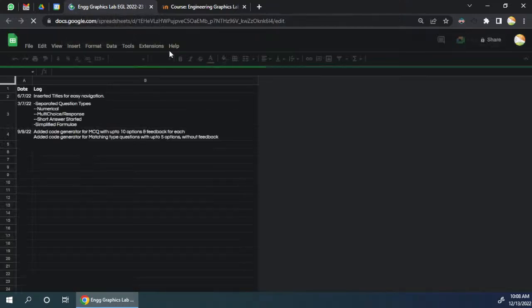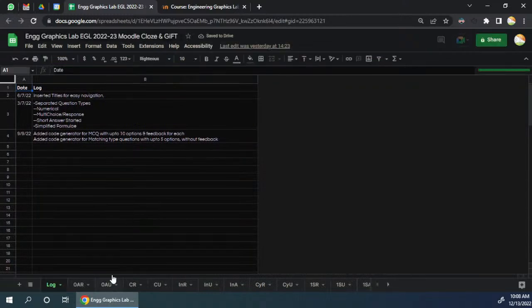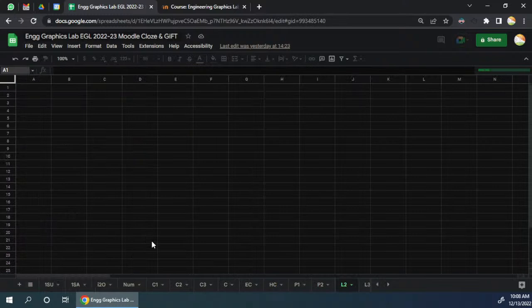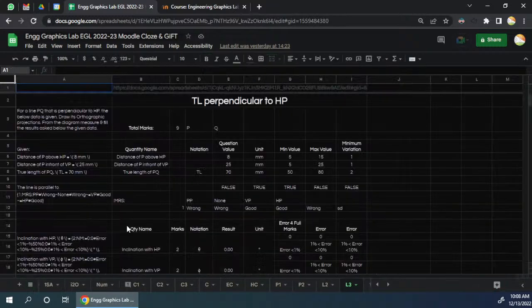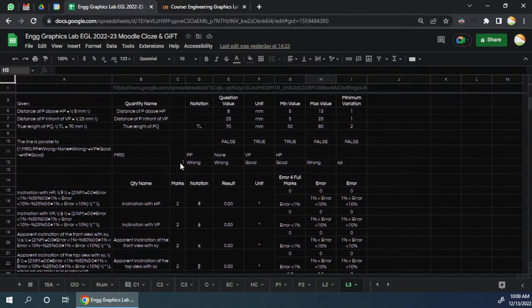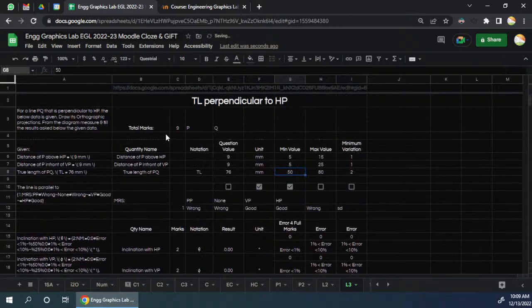As you must have already seen, this is the Google Sheet where all the code generators are there for numerical question type questions for Moodle, and in here we have a specific tab meant for projection of lines, and there it is. So this is where all the questions for projection of lines type of questions are present. Let's go ahead and create the questions for this.